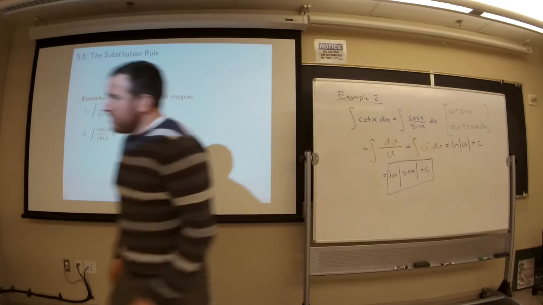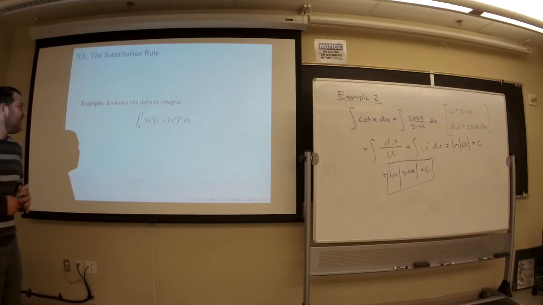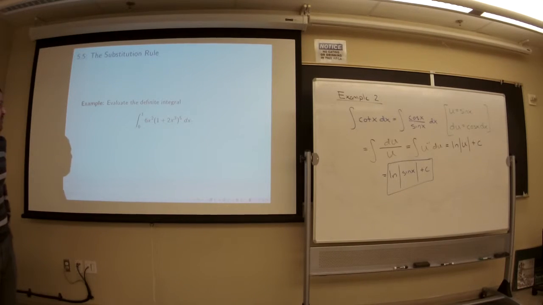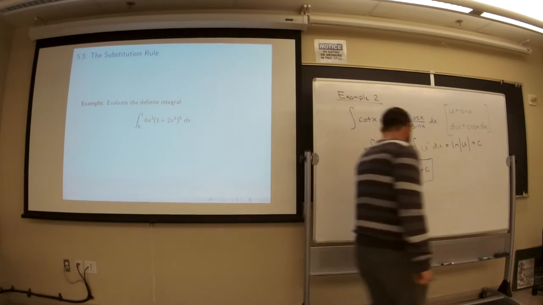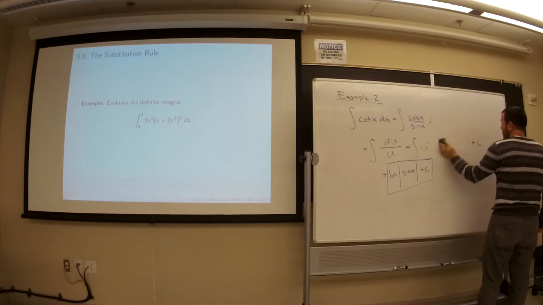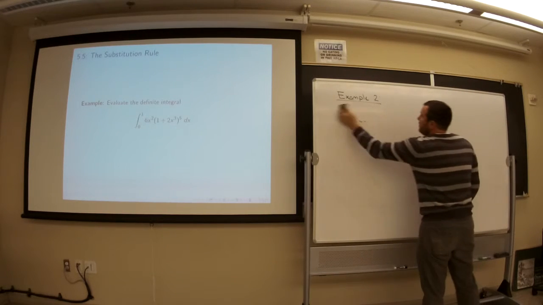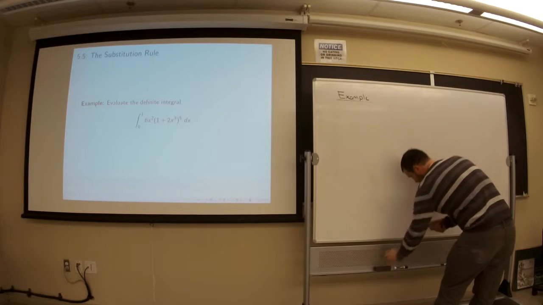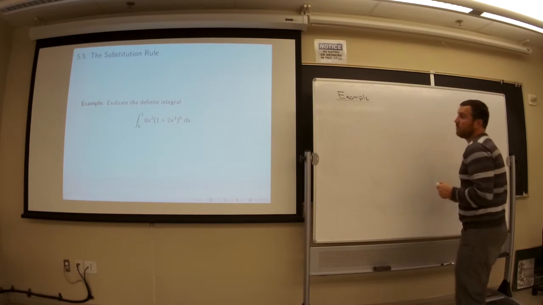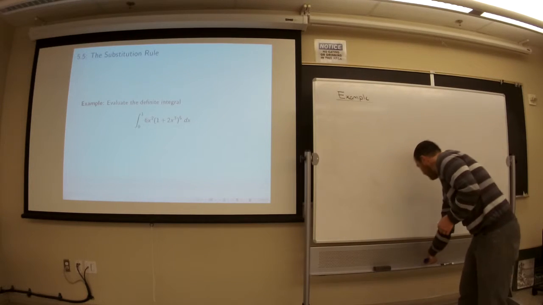All right, so let's try one more example where, instead of finding an indefinite integral, we find the definite integral and see how that works when we do a u substitution. Okay, so we want to do the integral from 0 to 1. At least we have nice numbers for those limits of integration.